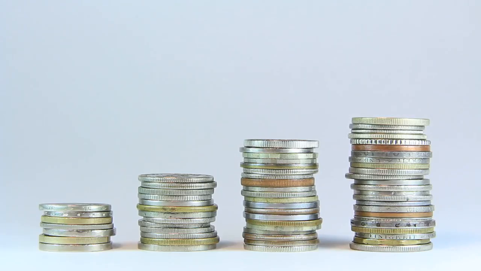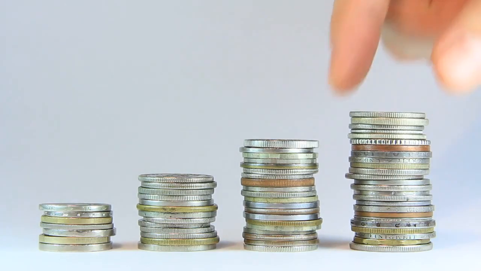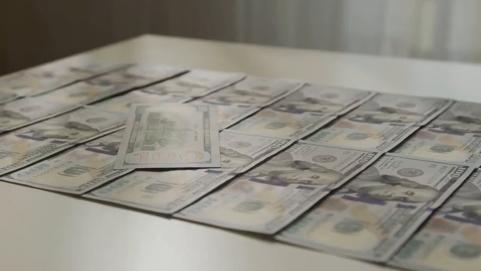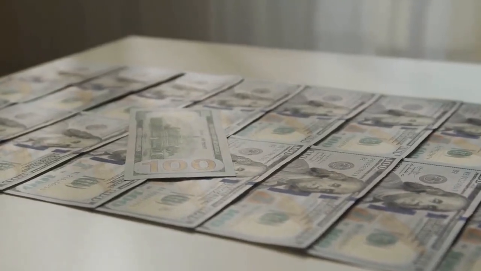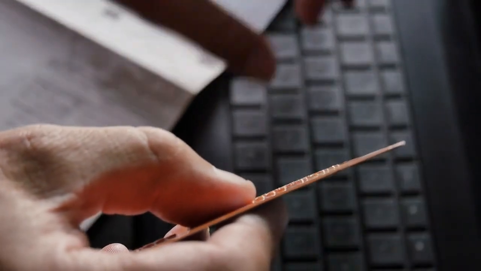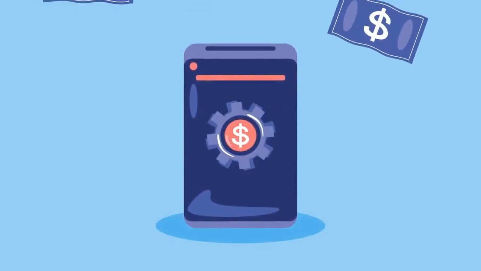Direct deposits make life easier by depositing your paycheck directly into your bank account. No more waiting in line to cash a check. And with direct payments, you can set up automatic bill payments, like your electricity bill or phone bill. It's super convenient. But wait, there's more. ACH can do even more exciting things.